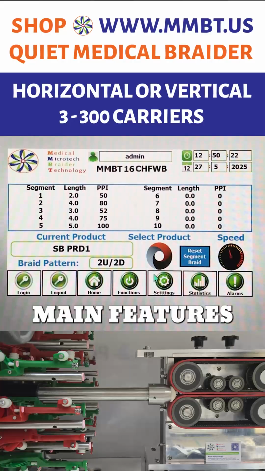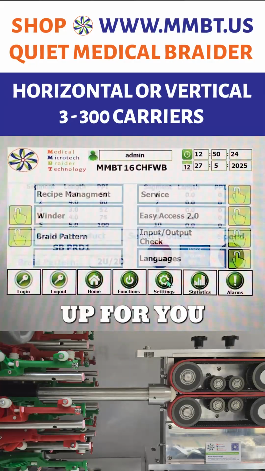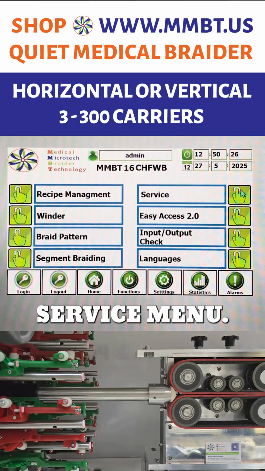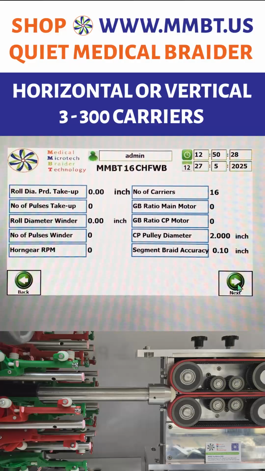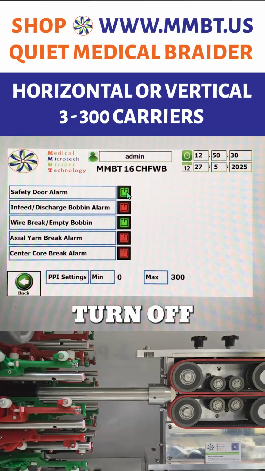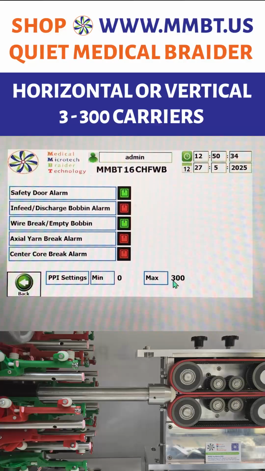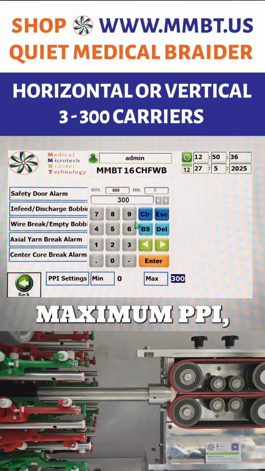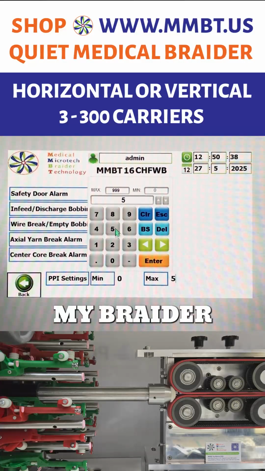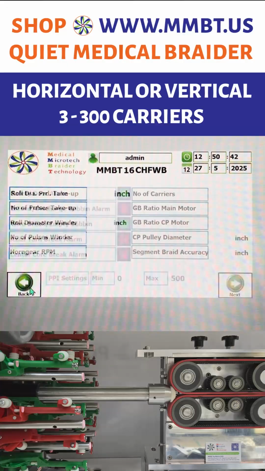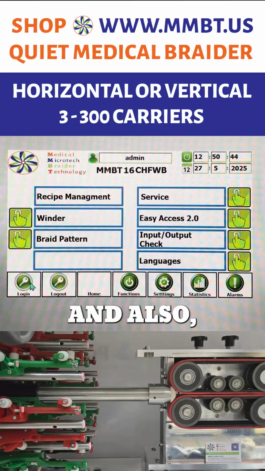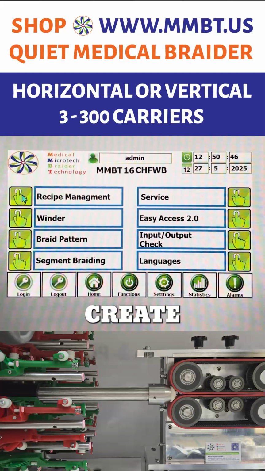The 2 main features that this opens up for you are a service menu, where I can turn off and on safety features of the machine. I can change the maximum PPI that I want to run on my braider. And also, I can create recipes.